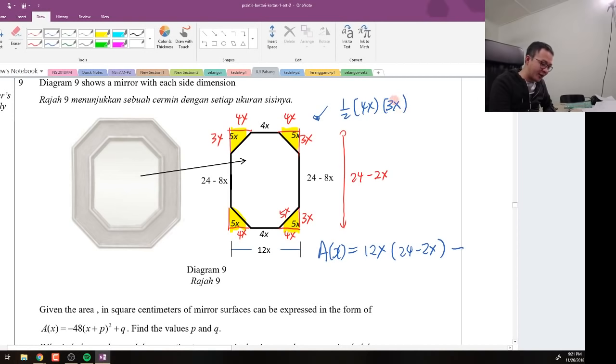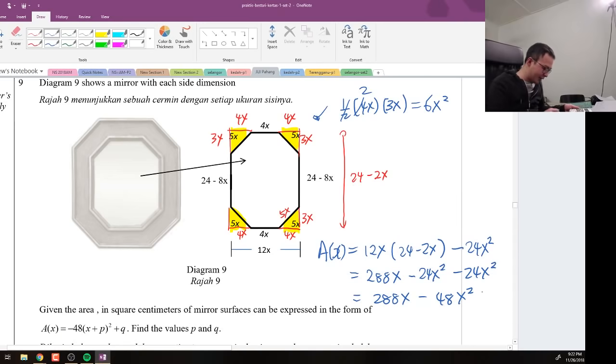So basically, if I simplify, I get 6x squared for one triangle, but we have 4 of them, right? So I'm going to multiply by 4. 6 multiplied by 4 is 24x squared. So over here, I just simplify: 12 times 24, I should have 288x, minus 24x squared, minus 24x squared. So this one is 288x minus 48x squared. And I see this equation has factorized out negative 48, so I'm trying to do the same. I factorize out negative 48. That means this number 288 is going to be divided by negative 48, so I actually get negative 6. This one will give me x squared, right? x squared minus 6x.